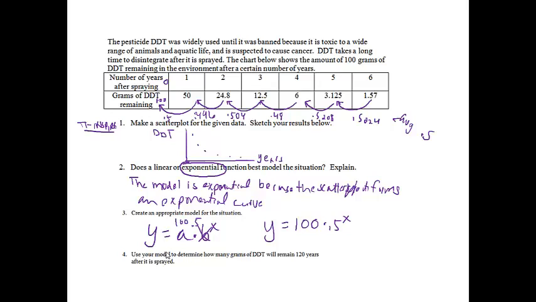All right, and then the last one, it says to use your model to determine how many grams of DDT will remain 120 years after it is sprayed. So we'll have y equals 100 times 0.5 to the 120. And then if you use your calculator for that, you're going to get one of those strange answers again. You're going to end up getting 7.5 e to the negative 35, and remember that just means 7.5 times 10 to the negative 35, and if you really were feeling great, that means to move the decimal to the left 35 places.